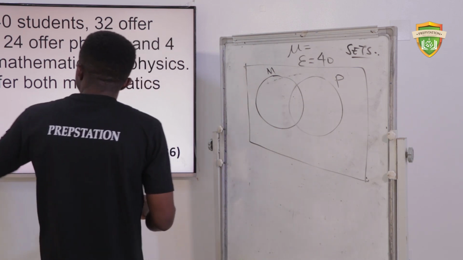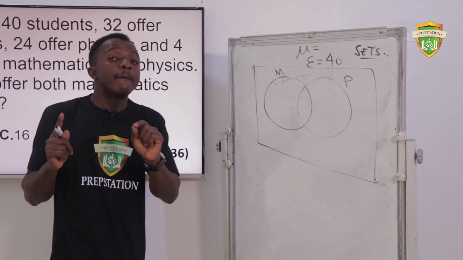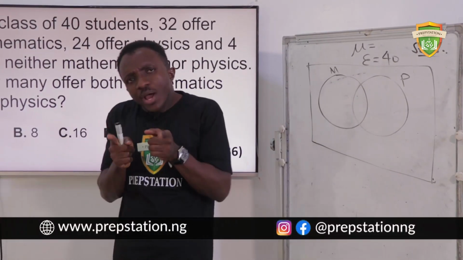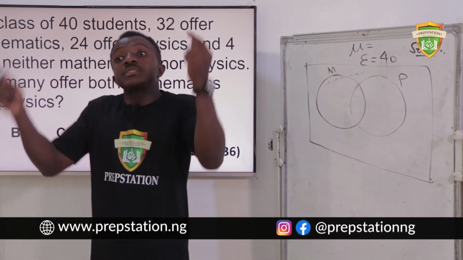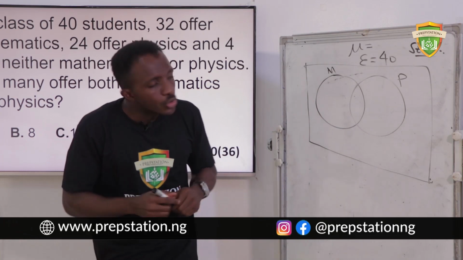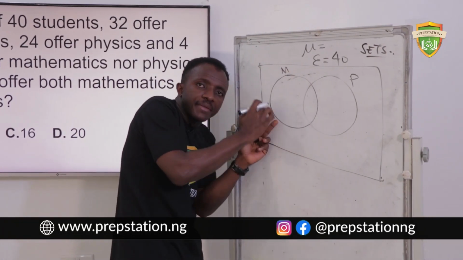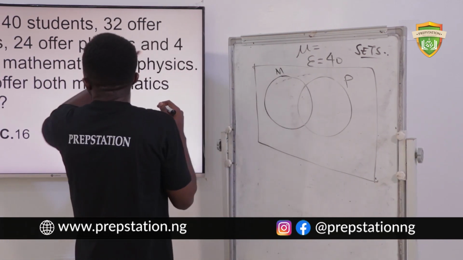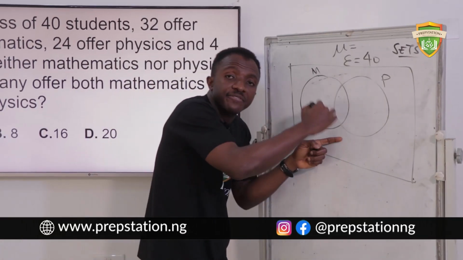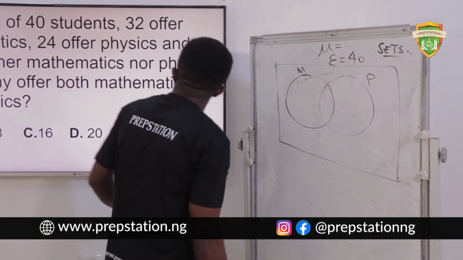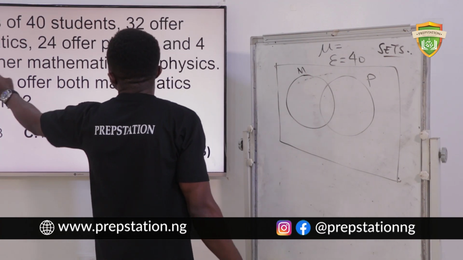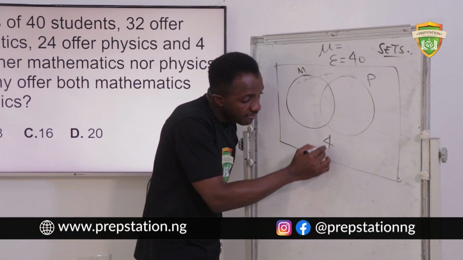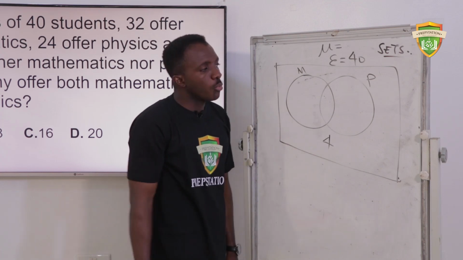Now, look at the question. 32 offer mathematics. Now, what does that mean? The number of students that take mathematics, whether or not they take math and physics, but they attend mathematics class. So, the entire math subset is 32. Now, 24 offer physics. The entire physics subset is 24. But there is one here. 4 of them offer neither mathematics nor physics. So they are most likely not science students. So we have 4 of them here. We can only put the 4. So what do we do to the other ones?